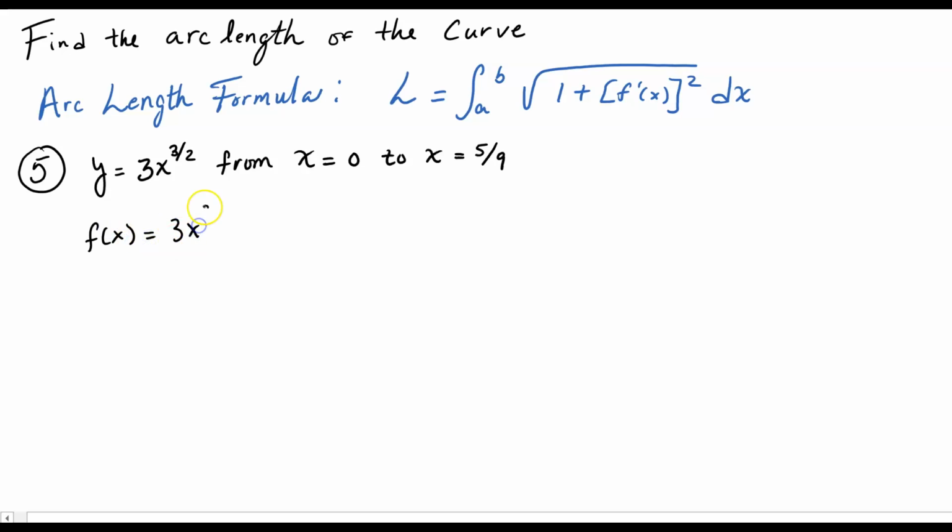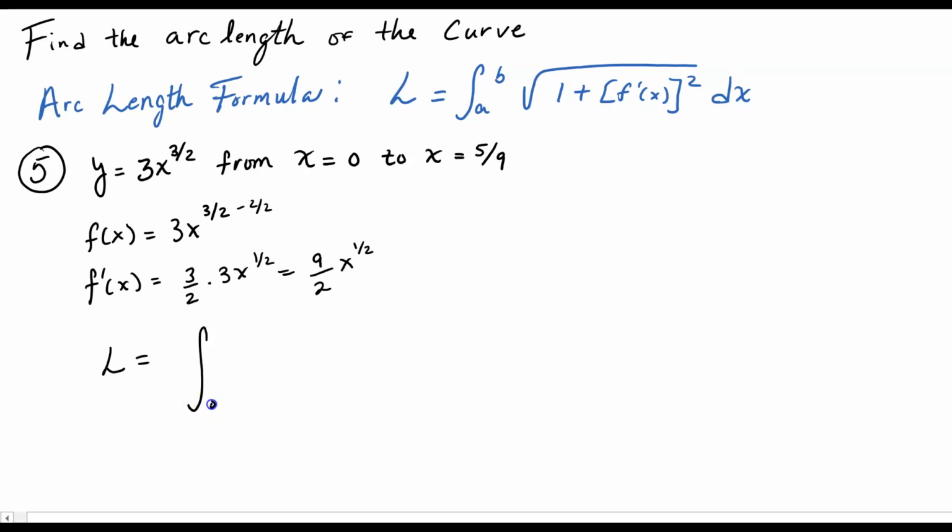It is 3x to the 3 over 2. And then what we're going to have to do is find f prime of x, the derivative. So we bring the power down, 3 over 2 times 3x, and then subtract 1, so 3/2 minus 1 is 1/2. What does this work out to be? 9 over 2 x to the 1/2 power. We're going to use that because we need to plug it into the arc length formula L.